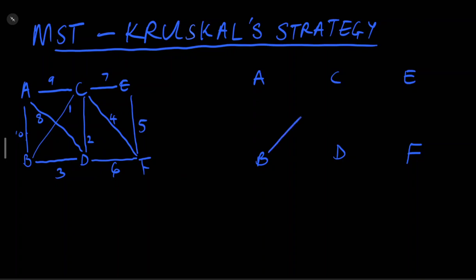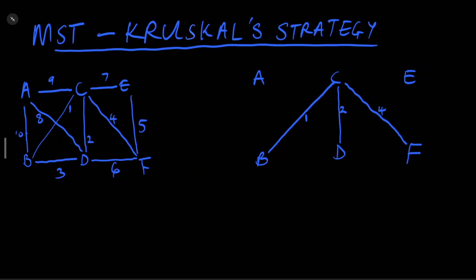What's the cheapest edge? That's 1. That's BC. We're going to add BC. What's the next cheapest edge? That's 2, CD, and it does not form a cycle. What's the next cheapest edge? That's 3, BD. But if we add the edge BD, it forms a cycle with the edges we have already. So we're going to skip that. The next one is 4, CF, and it doesn't form a cycle.